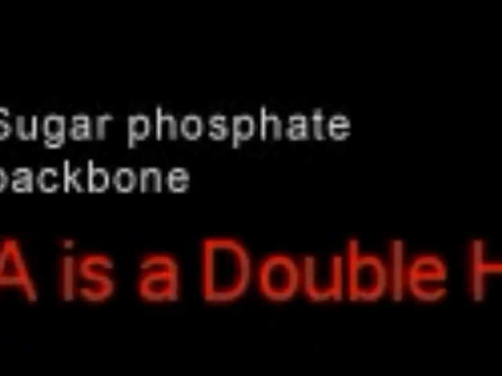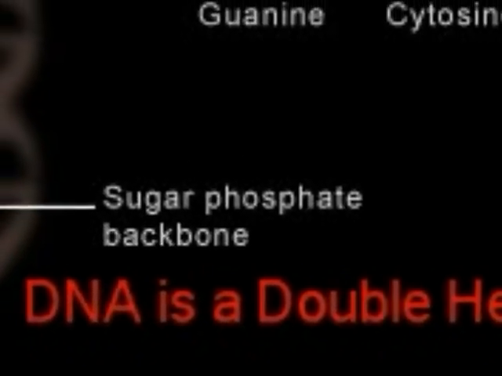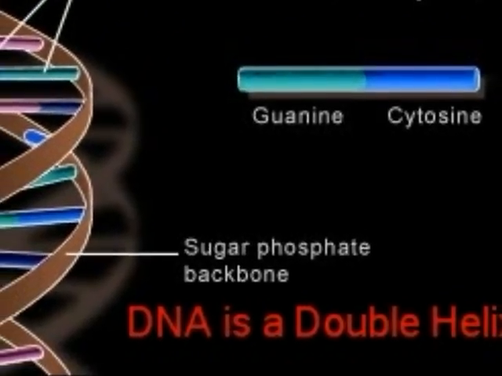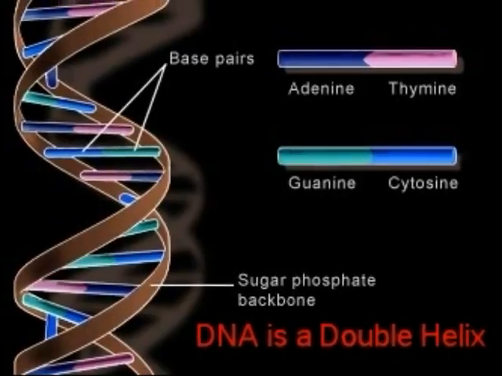The structure of DNA is a double helix. It is composed of two sugar phosphate backbones. The parts that connect the backbones are called base pairs, composed of pyrimidines and purines. They will be discussed later on.